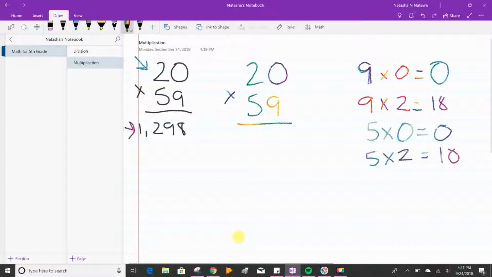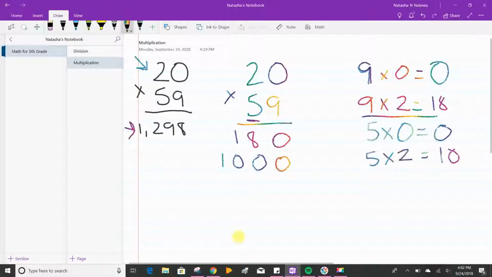9 times 0 is 0, so I put the 0 down. 9 times 2 is 18, so I put 180. That's the answer. I put a 0 down because I'm multiplying the tens. 5 times 0 is 0. 5 times 2 is 10. What am I doing wrong? 5, 10.